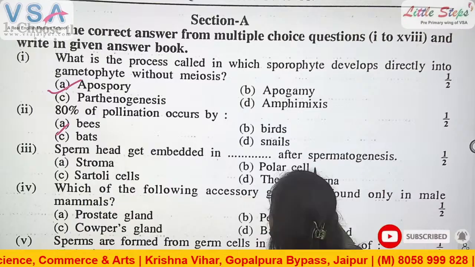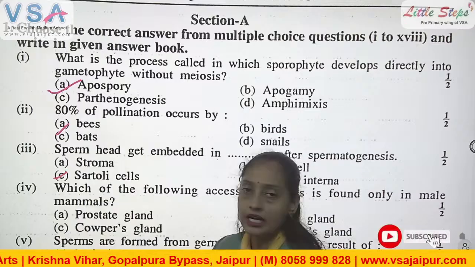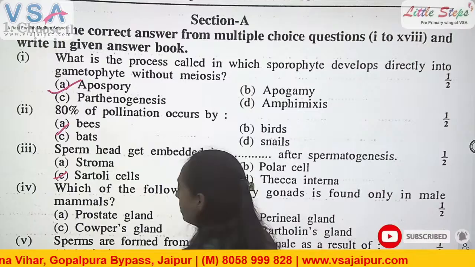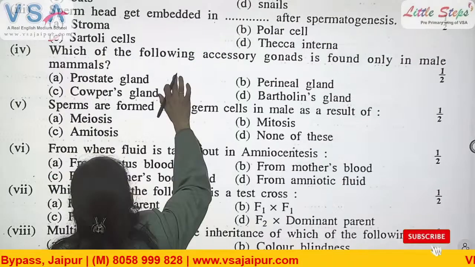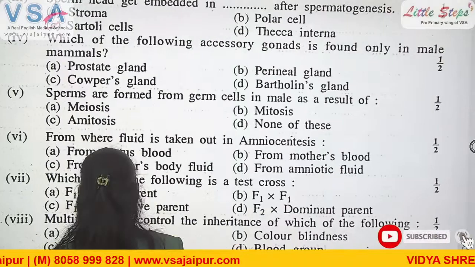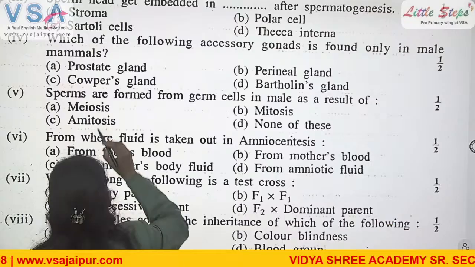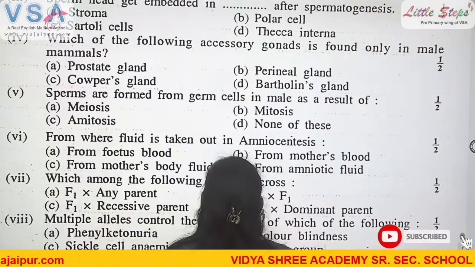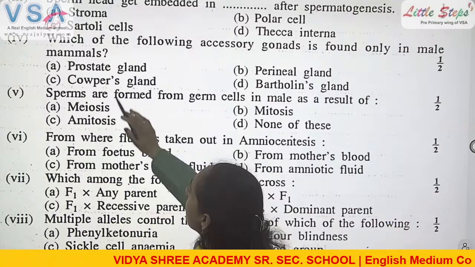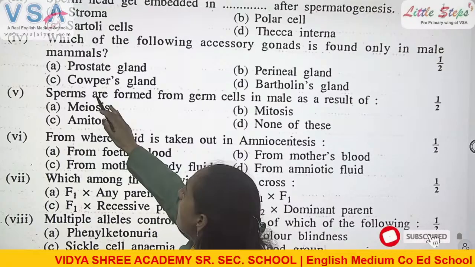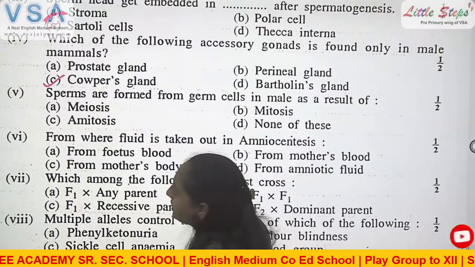Stroma, polar cells, Sertoli cells or theca interna? So what is the right answer? Option C, Sertoli cells. Now, the next is, which of the following accessory gonads is found only in male mammals? Prostate gland, pineal gland, Cowper's gland or Bartholin glands? So this is option C. This is the right answer.